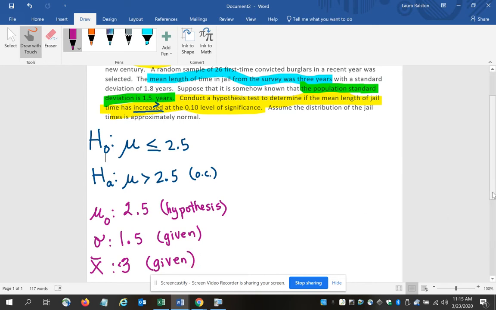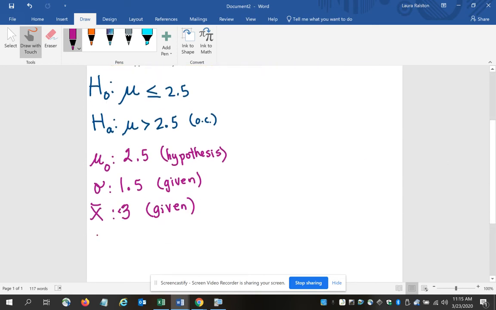And then lastly, one of the last things you need is n, which is your sample size, and we sampled 26 first-time convicted burglars, and so that was given. The last piece on your calculator screen says mu, and then it has 3 options: not equal to mu sub 0, less than mu sub 0, and greater than mu sub 0.